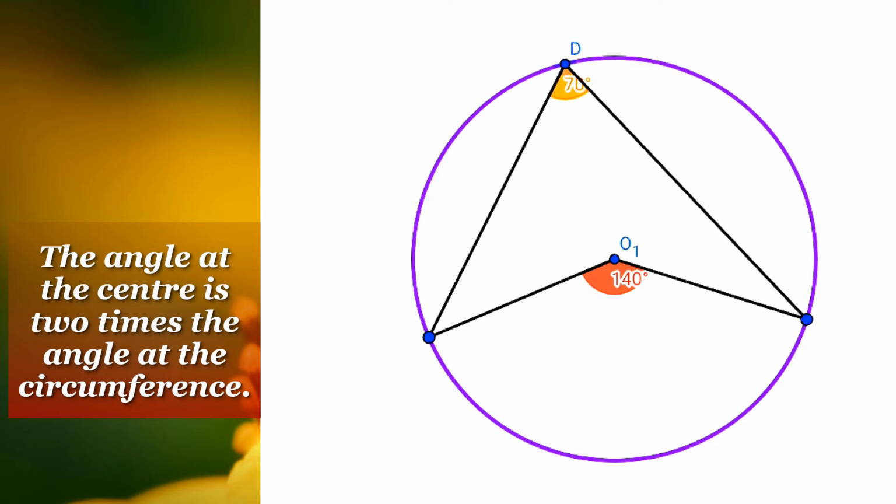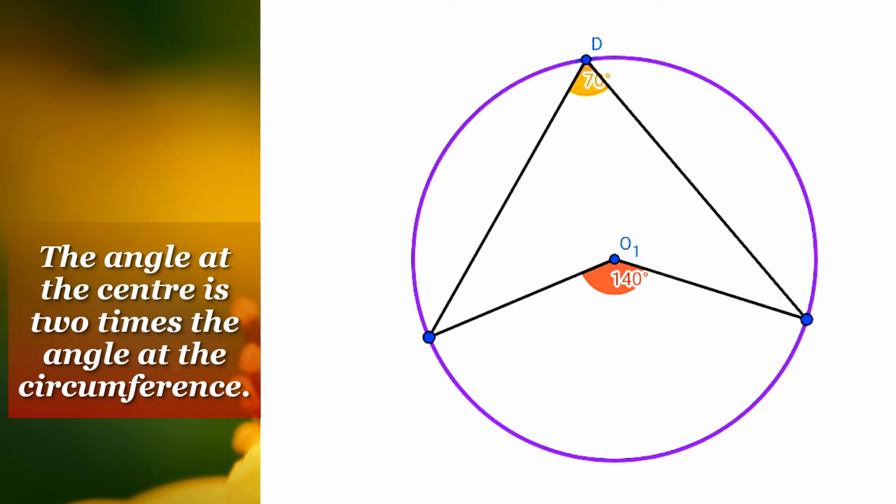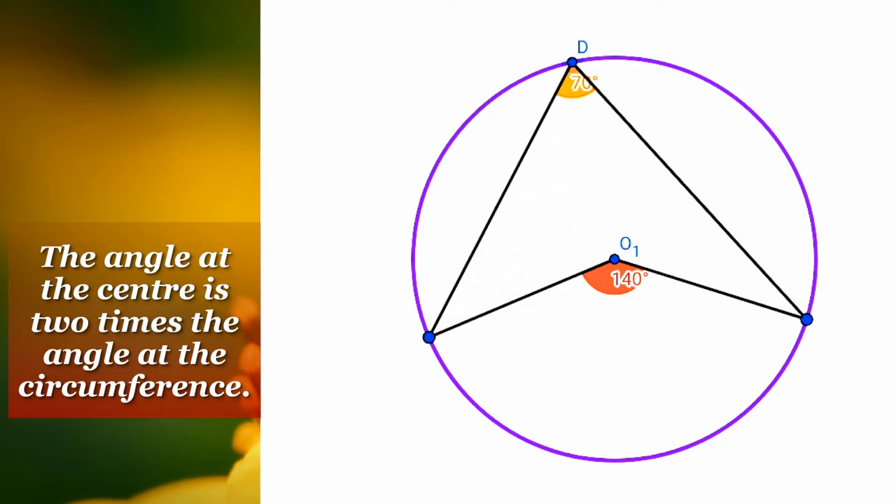Alright, so let us try to discuss the relationship between the angle at the center, the 140, with the angle at the circumference, the 70. What can you do to 140 to get 70? Well, you could divide it by 2. So that is one of the first theorems in circles, that the angle at the center is 2 times the angle at the circumference. And if you want, you could look at it differently. The angle at the circumference is half the angle at the center.